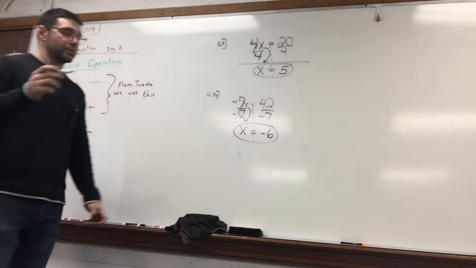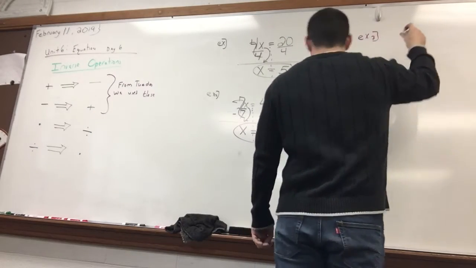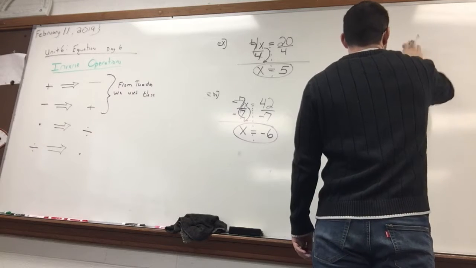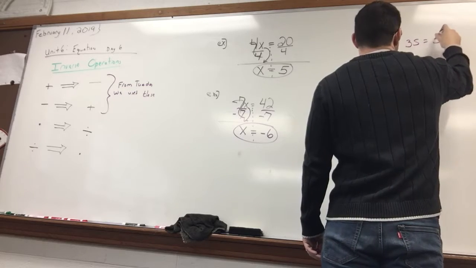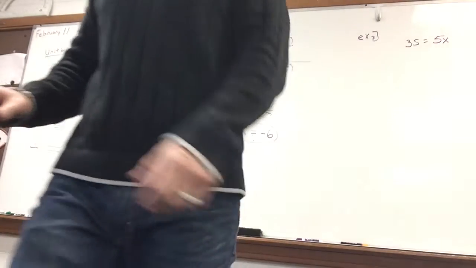Okay, you're doing one on your own. Raise your hands once you've got it, if I want to come around and check. You've got 20, actually I lied. You don't have 20. Let's go with 35 equals 5x. Show me the steps. Raise your hand once you're done.